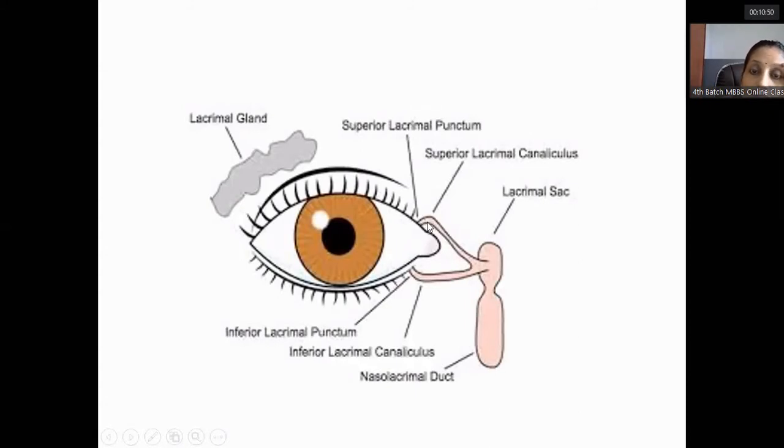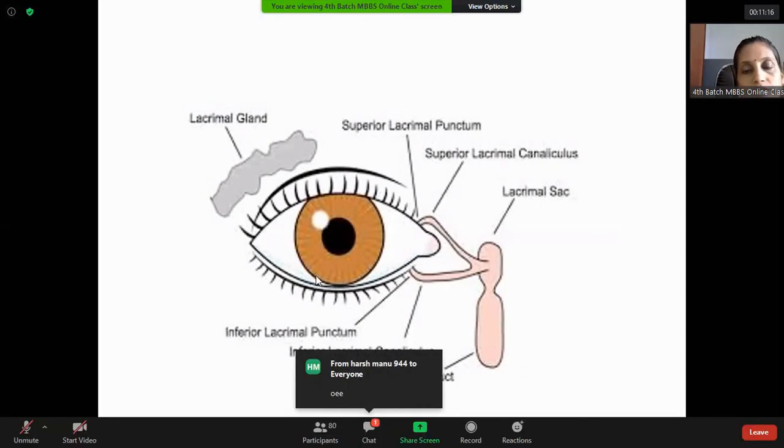It goes vertically, then horizontally. So when you make a figure, this should be shorter and this should be longer, and the common part is again shorter. While making the drawing, you should keep that in mind. Also, the upper eyelid covers about 2 millimeters of the cornea, and the lower eyelid just touches the limbus. You should keep this figure in mind.